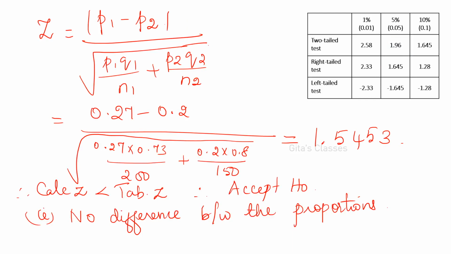Okay. So Z is equal to P1 minus P2 divided by root of P1 Q1 by N1 plus P2 Q2 by N2. That is 0.27 minus 0.2. Just substitute those values. You will get the calculated value of Z as 1.5453 and the table value is 1.96. Therefore it is less than the table value. Therefore accept H naught. There is no difference between the proportions.